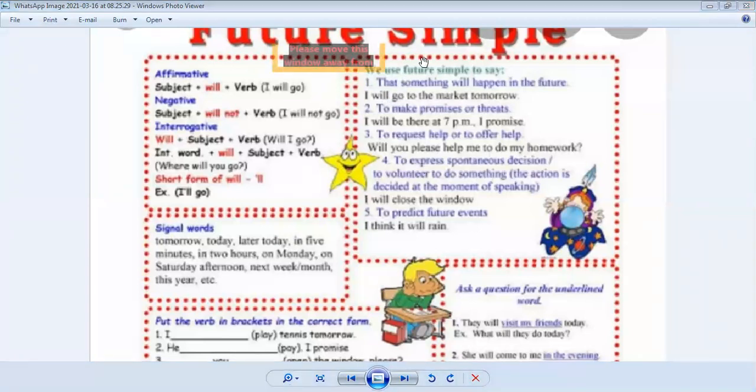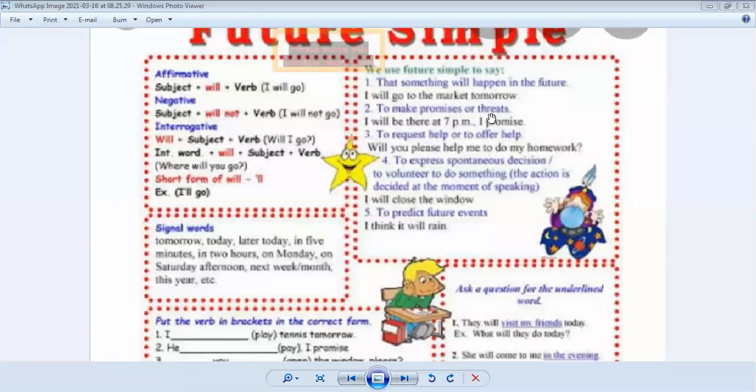Okay? Now, let's move to the other usage. The other usage is to make promises or threats. Promise means that I promise you to do this action. For example, I promise mom to do all my homework. I promise my teacher to finish my homework every day.